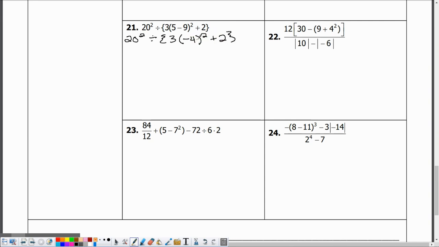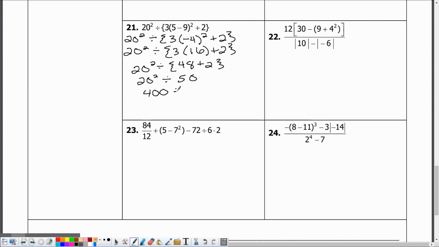And then you go ahead and do your -4 squared, which is 16. Okay, and then we're going to keep following our order of operations inside of our braces here. So we have 16 times 3. 16 times 3 is 48. Okay, so we have 20 squared divided by 50. 400 divided by 50 is 8.